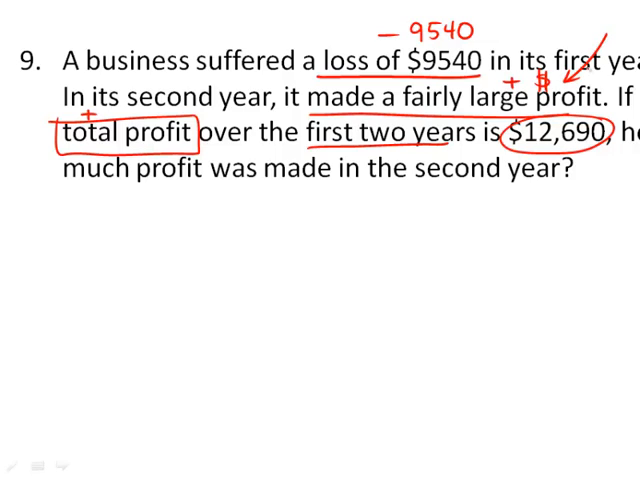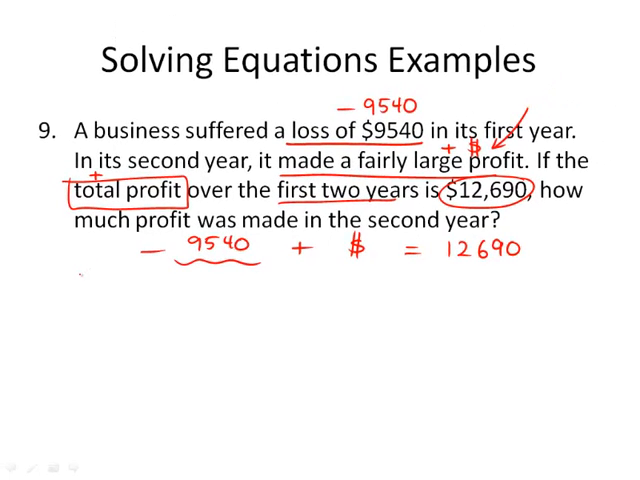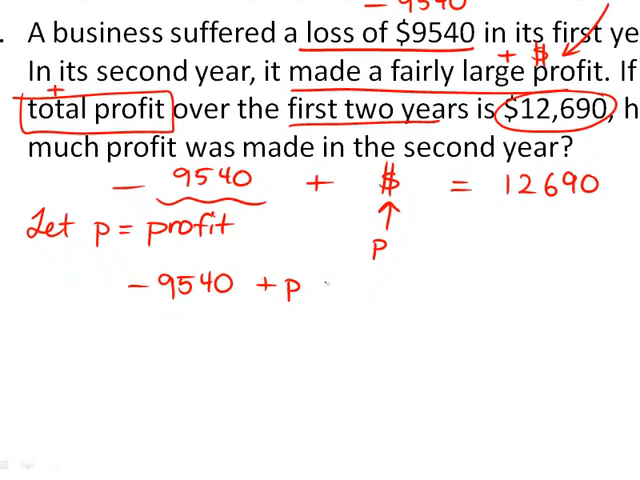So I've just sort of categorized what's happening. We lost some money, and then we gained a bunch of money, and then we got a total of 12,690. This business did, actually. So let's label our variables. Let P equal profit. Therefore, that part was P. So we had negative 9,540 plus some amount of P is equal to 12,690. And we have made our equation.